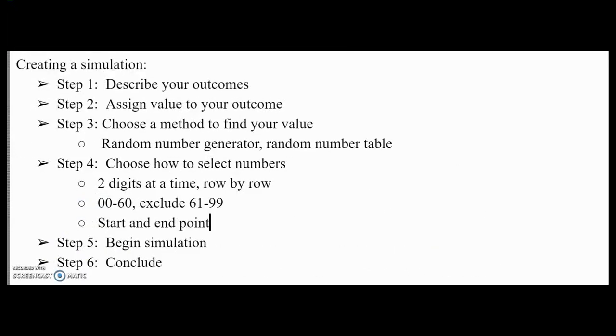So talking about creating a simulation is very simple. There are 6 steps that are essential for any simulation. First, you have to describe your outcome. What is your positive outcome? What is your success? Like we talked about earlier, we need to describe what is our target value. Secondly, you need to assign a value to your outcome. For example, your outcome has to take on a numerical value for you to be able to do your simulation.